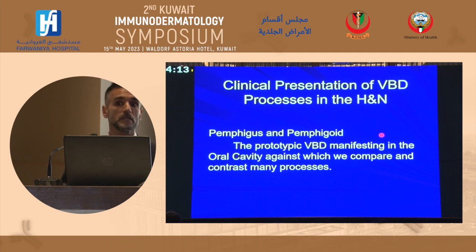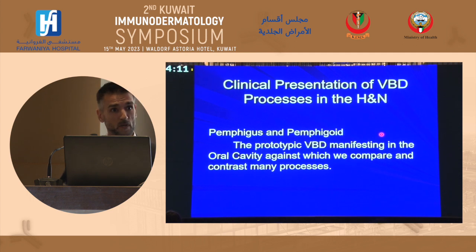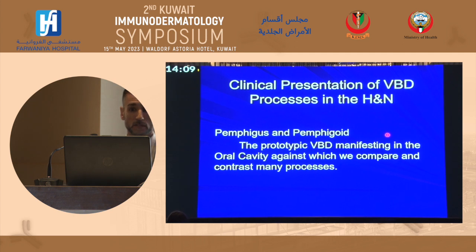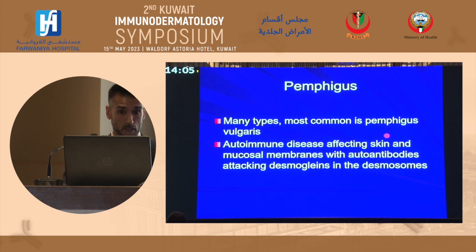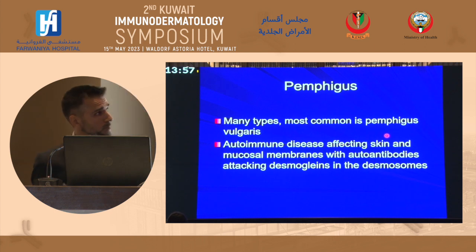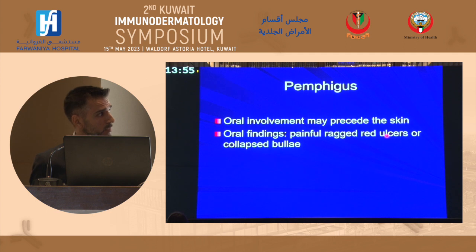It's an autoimmune disease, and Dr. Sara did an amazing job covering what it is and how to treat it. Oral involvement may precede the skin and manifest with painful, ragged red ulcers and collapsible blisters. Here is a nice example of pemphigus ulceration in the left buccal mucosa.